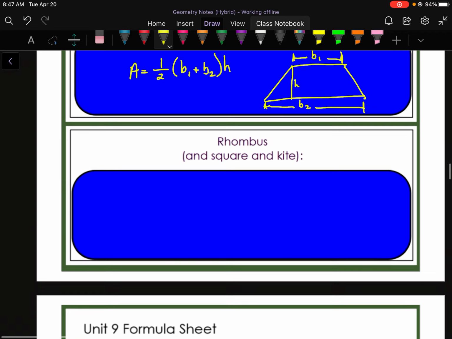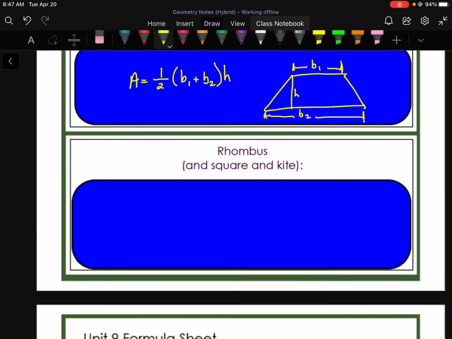And then last but not least, a rhombus is 1/2 D1 times D2. Those D's are the diagonals for a rhombus, and you could also use this for a square and a kite. But if I do my best to draw an actual rhombus here, not just a parallelogram, we'll just assume that all those sides are the same.